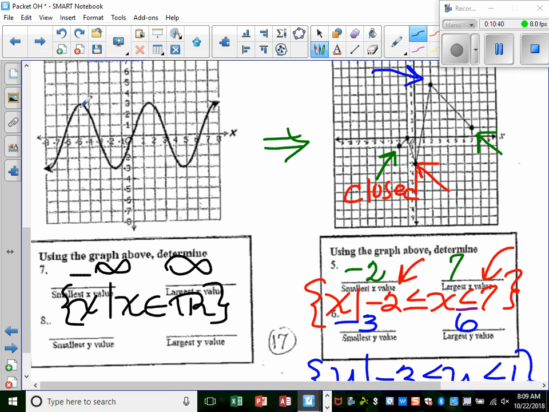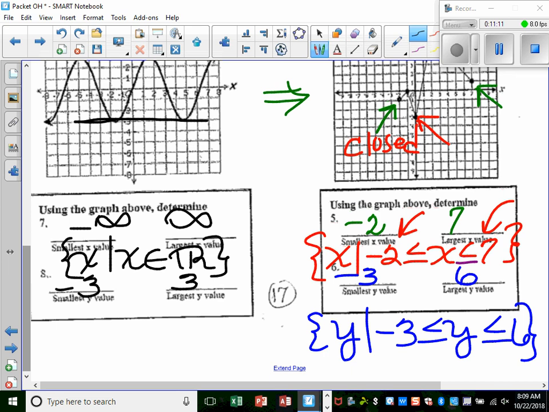Now notice the y's are not doing that in this picture. So the y's actually have a high number at the top and a low number at the bottom. Okay, it peaks at 3, that's the largest number, and then it goes down to -3. That's the smallest number. That's all it's doing as it keeps repeating this pattern. So it really is only going from -3 to +3.